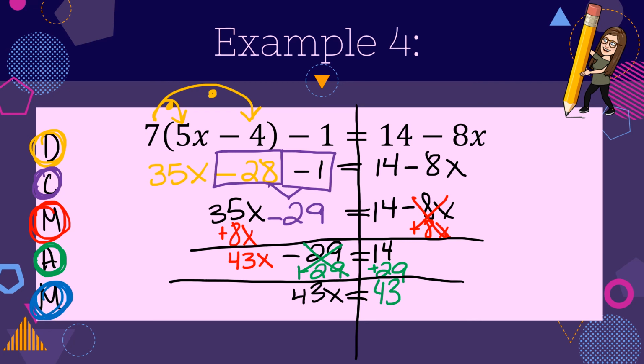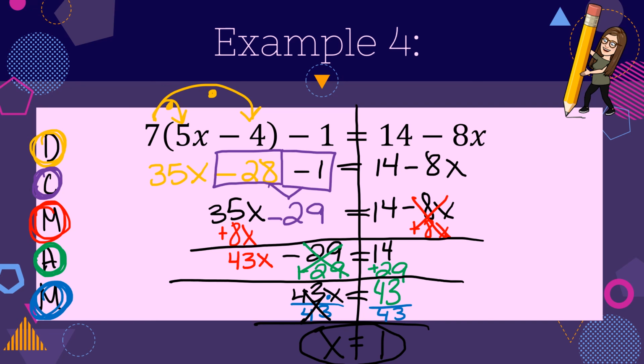My last step is undo any multiplication or division. Instead of times 43, we're going to divide by 43. Opposites go away. X falls down. And you might think, well, that goes away. Well, 43 divided by 43 is a nice clean 1. So when I say they go away when I'm dividing, it's a 1, but we don't need to write 1x.